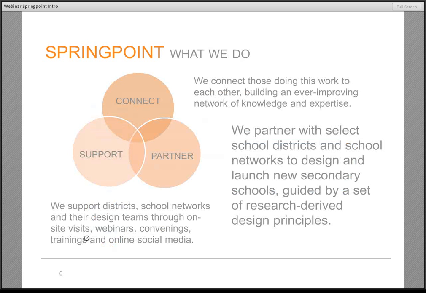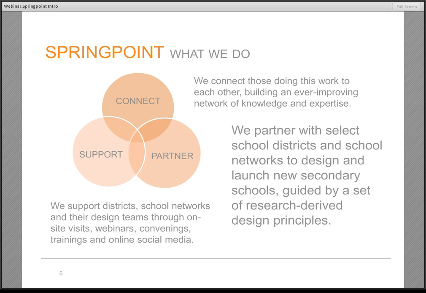So more specifically, what do we do? Well, we like these verbs: we support our partner districts, school networks and design teams. Ultimately, we connect them to each other, to us, and we partner with them. We don't have all the answers to how to do this. We're bringing these design principles together to form schools that haven't been seen before, that are really based in the Common Core. So we will partner with you and guide you with our set of design principles.